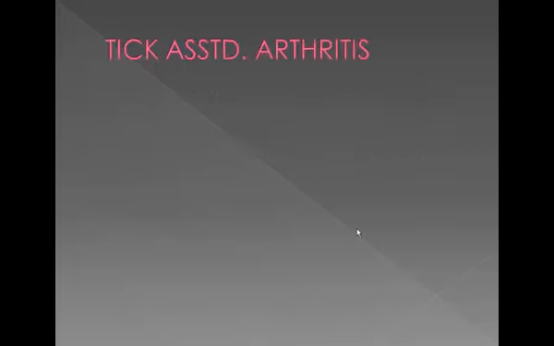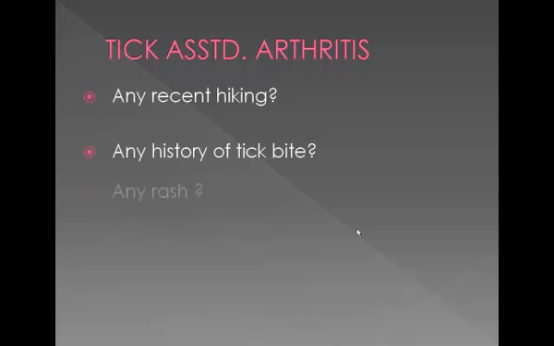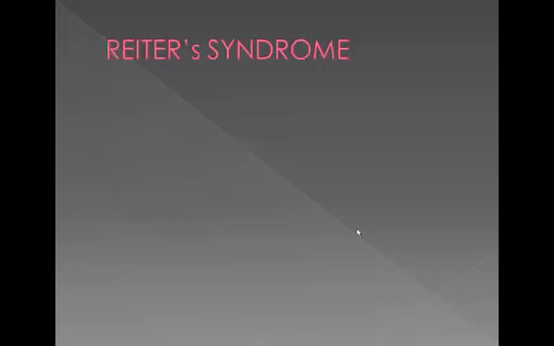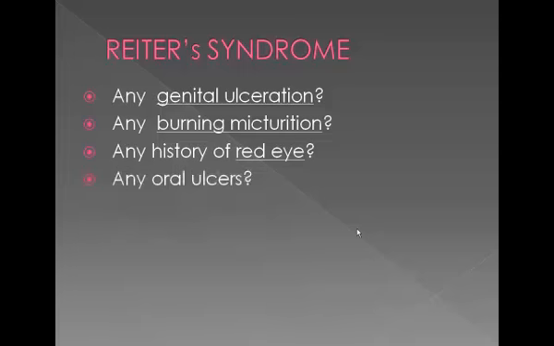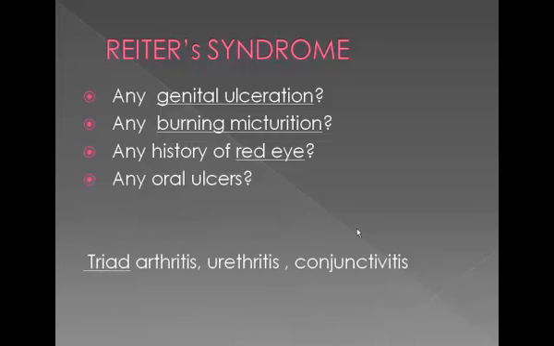How would you ask about tick-associated arthritis? Have you recently gone hiking? Any history of tick bite? Any rash? Next, let's move on to Reiter's syndrome. So what do we ask in Reiter's syndrome? Any genital ulceration? Any burning micturition? Any history of red eye, conjunctivitis, and any oral ulcers? You know it's a triad of what? Triad of arthritis, urethritis, and conjunctivitis.